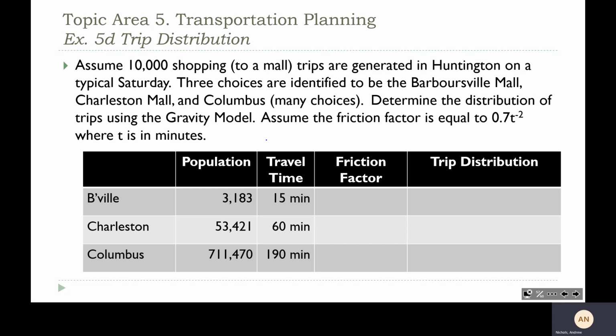So by using the gravity model, we're told that the friction factor is equal to 0.7 times the travel time to the -2 power. So this friction factor is going to be 0.7 times 15 to the -2 power. This one would be 0.7 times 60 to the -2, and 0.7 times 190 to the -2. And as long as the units are all the same, then this is just going to be used to scale.